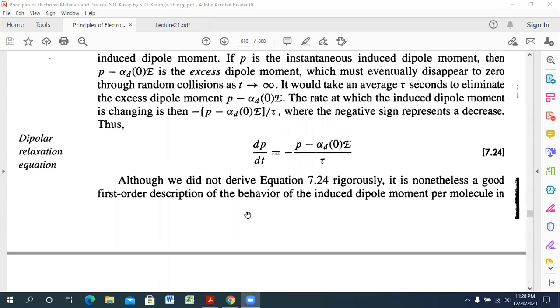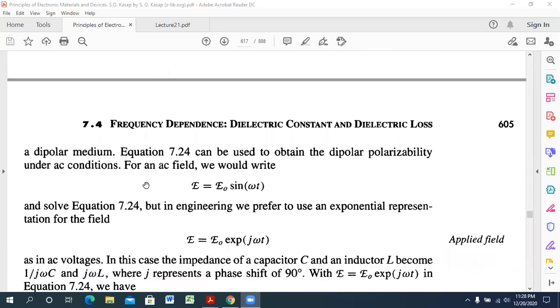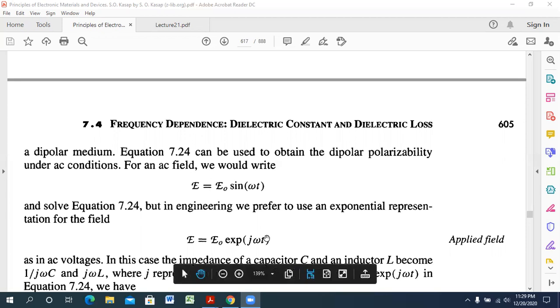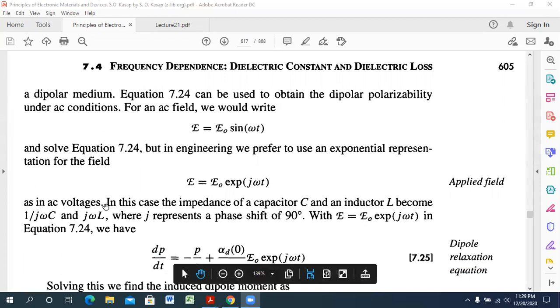Now we know that, as this one is an AC signal, we can define E equals to E naught sine omega t, right? That means this one is an AC signal. Now in engineering behavior, we also know that these sinusoidal terms can also be explained in terms of the exponential terms. So we can also write E equals to E naught exponential j omega t, right? This one is from Euler's equations.